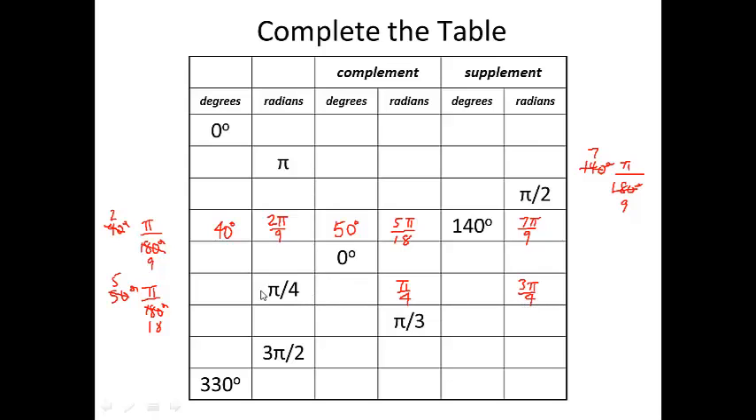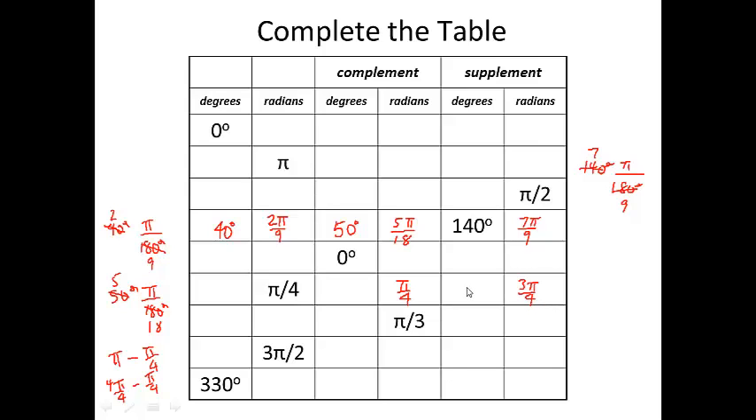Or you can subtract from 1 pi. If you take 1 pi minus 1 pi over 4, which is 4 pi over 4 minus 1 pi over 4, you're going to end up with 3 pi over 4.